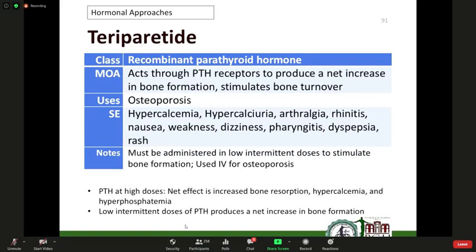So let's say, nabigyan mo na sila ng bisphosphonates. It's already 5 years. You have not yet achieved your target in terms of BMD. They still have a risk for fracture. Then you can choose. Is it denosumab or is it teriparatide that you would like to give?